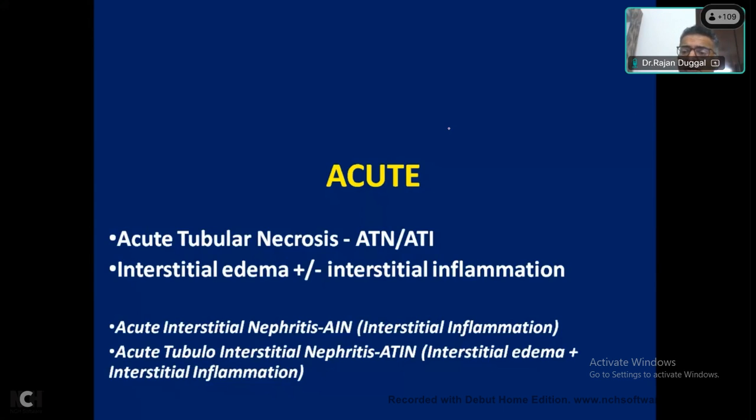But when in the areas of interstitial expansion or interstitial edema, you see infiltrate also, then you label it as acute interstitial nephritis. So for example, if there is no tubular injury and you see interstitial expansion and there is interstitial inflammation, then you label it as acute interstitial nephritis. But when you see tubular injury, that means there is ATN, along with that there is interstitial inflammation, you label it as acute tubulointerstitial nephritis.